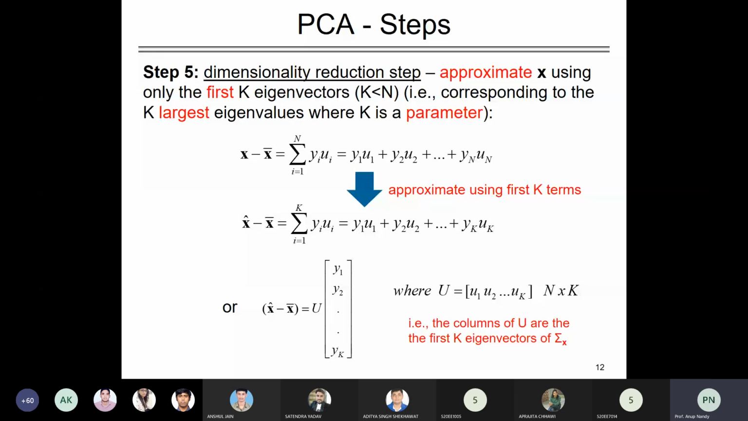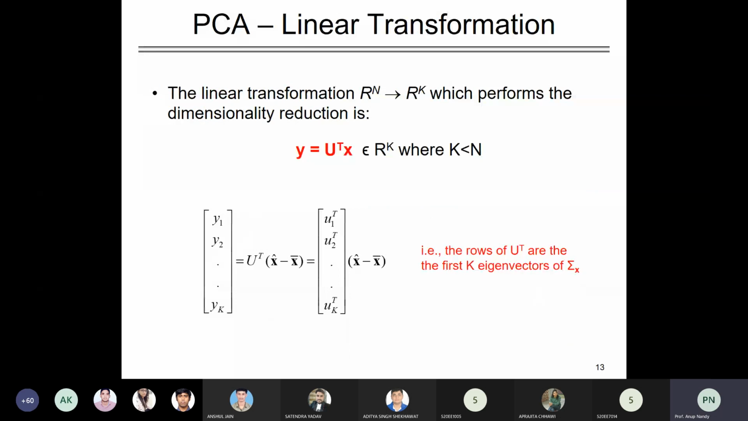So in this covariance matrix that you have already computed, these are the k eigenvectors. So now the columns that you have in U, for each column, the first column is called the first component, next column the second component, then the third column another component, and so on. You can continue. So now the linear transformation, going from Rn to Rk, which performs the dimensionality reduction, is y equal to U transpose x in Rk, where k is less than n.